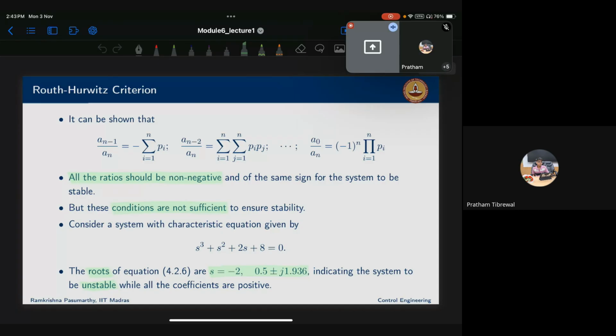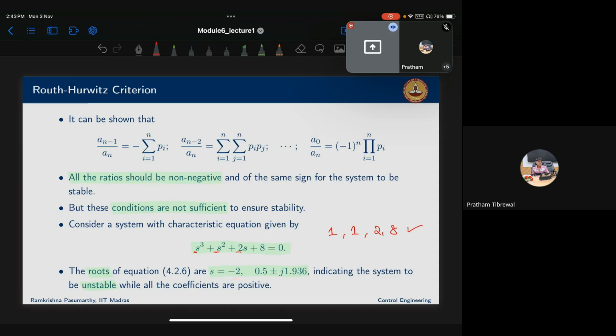necessary condition. Why? Because if you see this expression, look at all these coefficients. What are the coefficients we have? 1, 1, 2, and 8. All those coefficients are non-negative.